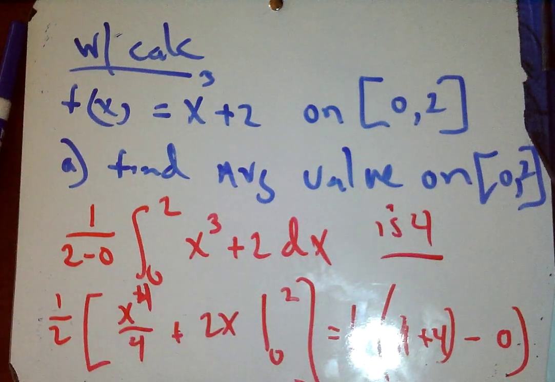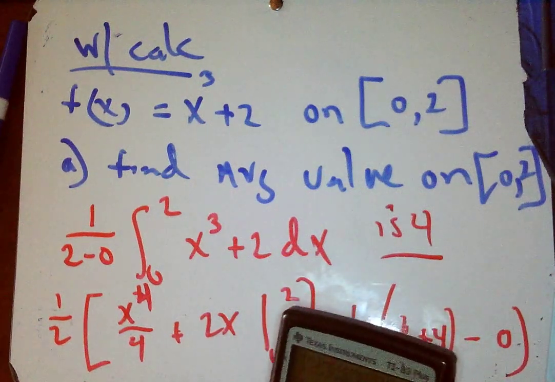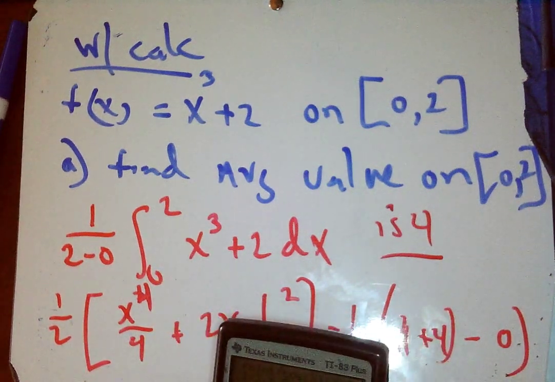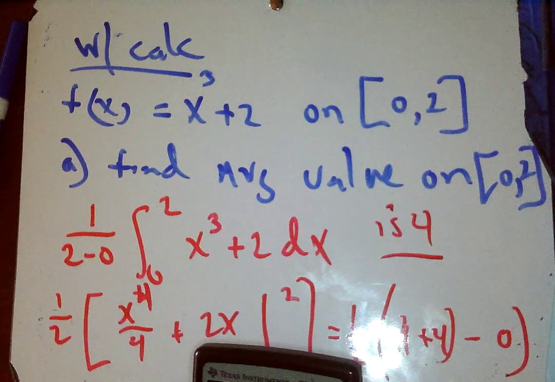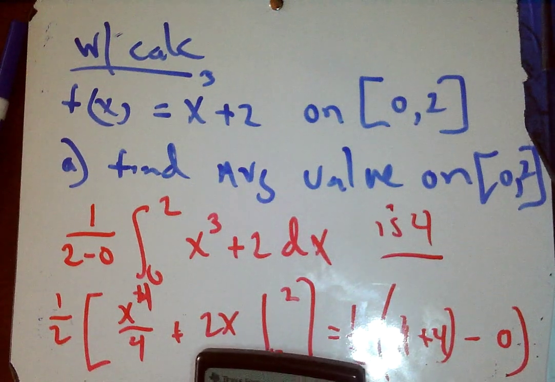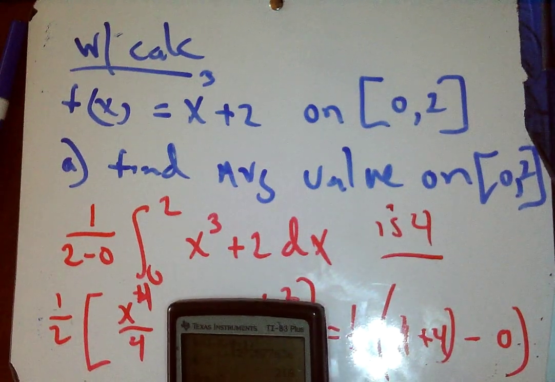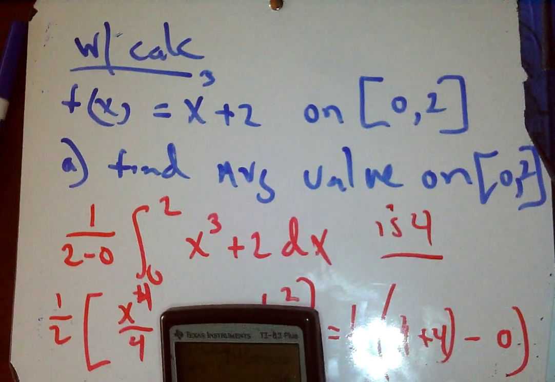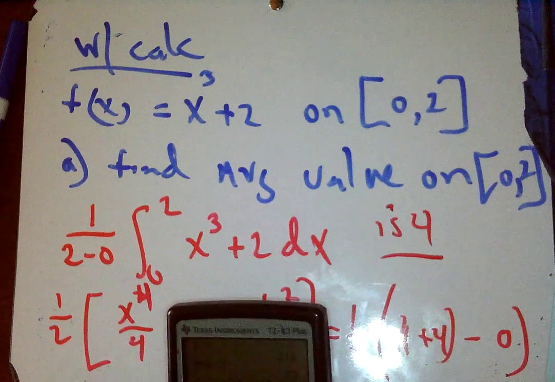Okay, but I asked you to do it with a calculator. And were you able to do it with your calculator? Let's check. We've got 1/2 times the value of this integral. So fnInt, and what's my function? X to the 3rd plus 2, close parentheses, comma, I'm on an old school calculator, comma x, comma a, comma b. So again, old school: function in terms of x, a value, b value. You don't have to put the function here. You could put the function in y1 and then put y1 here. But when I hit enter, I get 4.